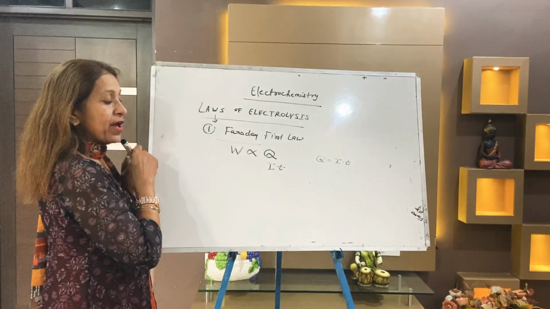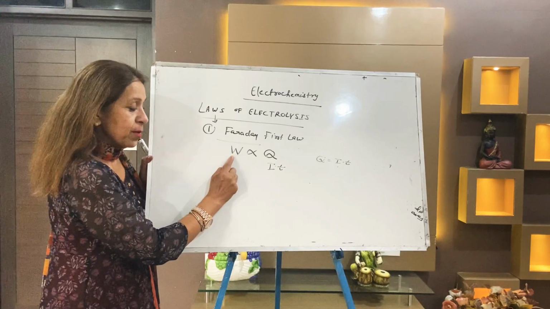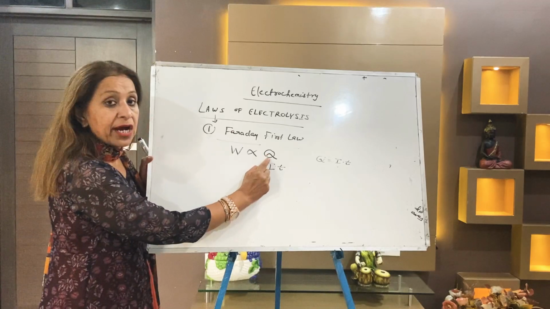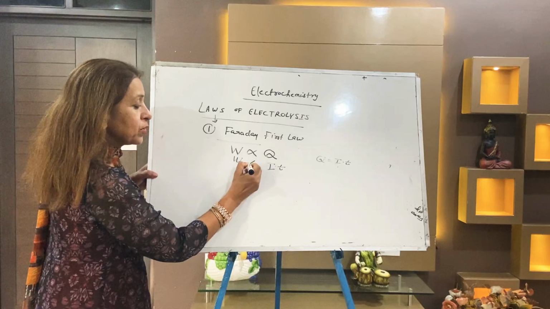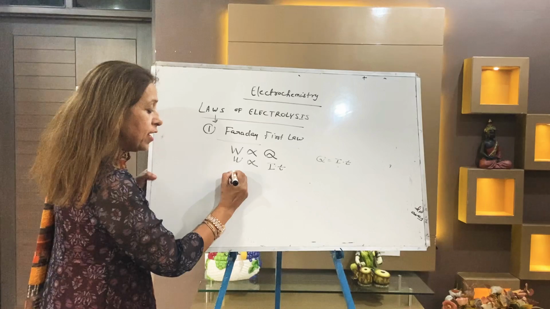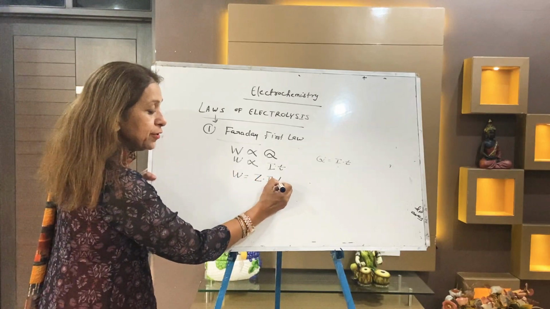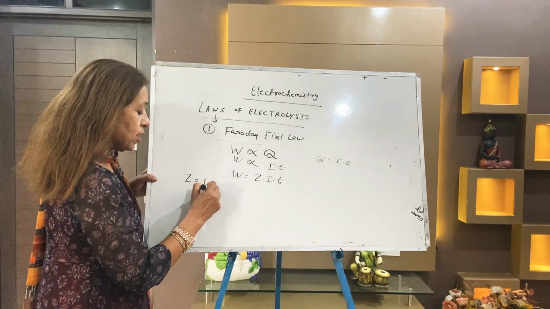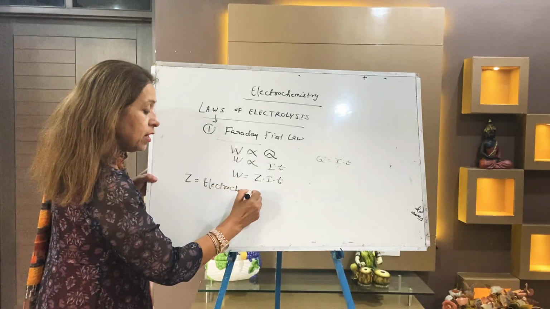So according to Faraday's first law, the amount of the substance liberated, that is W, is directly proportional to the quantity of the charge passed. So W is proportional to Q, and W is proportional to I into T. W is equal to Z into I into T. So what is the Z here? Z is the electrochemical equivalent.